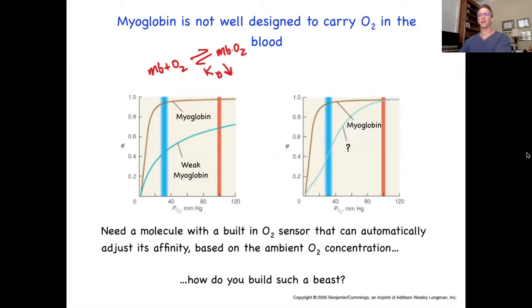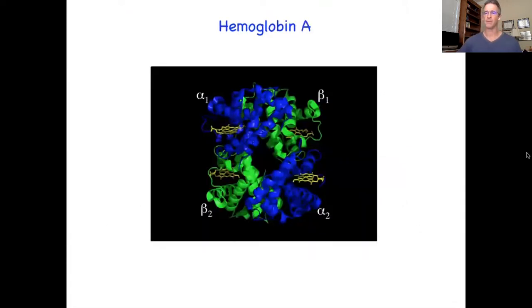How do you build a molecule like that, right? You've got no microchips. You can't rely on fancy circuit design or something like that. That sensing function has to be built into the structure and functional chemistry of how this molecule works. So the question is, how do you do that? And of course, evolution is amazingly good at finding solutions to problems like this.